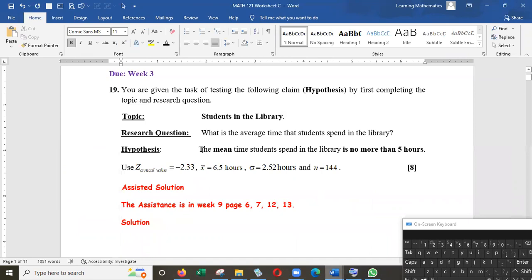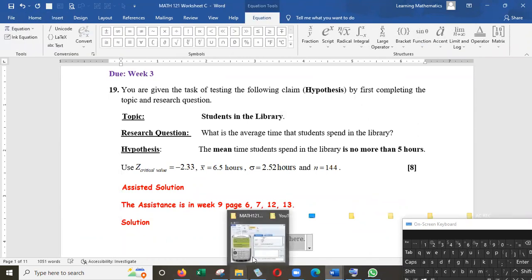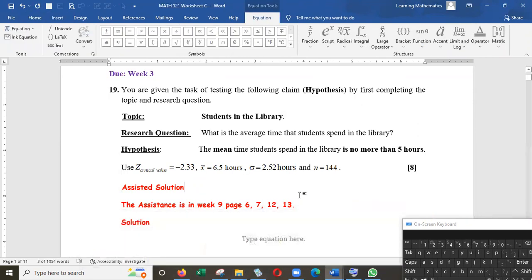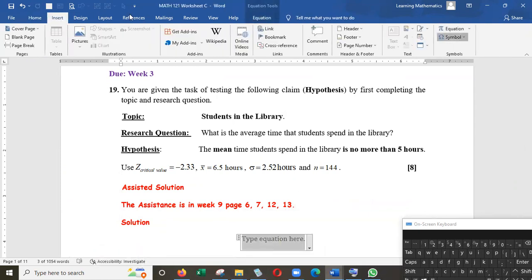Okay, so the worded hypothesis is saying the mean time students spend in the library is no more than 5 hours. Okay, so we need the symbol for mean, we need the symbol for no more than. Now the symbol for mean here is the population mean. So we're talking about mu. Okay, so the population mean is no more than.